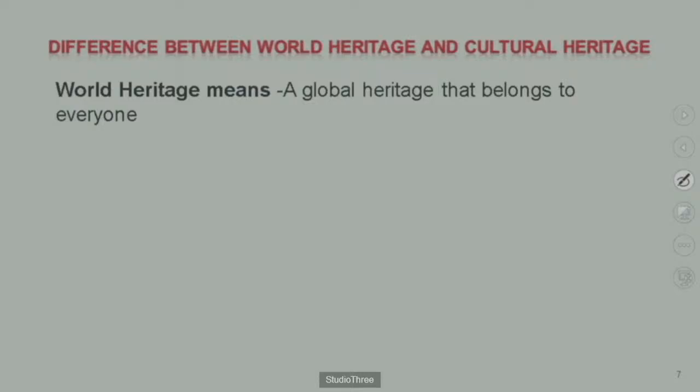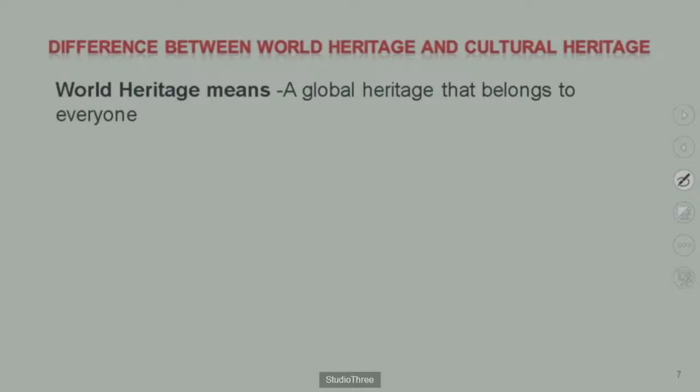Now in a heritage, what is meant by heritage and what is meant by the cultural heritage? The difference between the heritage and cultural heritage. See, world heritage means a global heritage that belongs to everyone. We can't say that just the Ajanta and Ellora caves belongs to Maharashtra, belongs to India. No. When they are referred as World Heritage Sites, then that belongs to all worldly people.